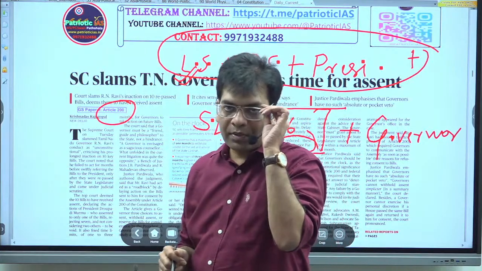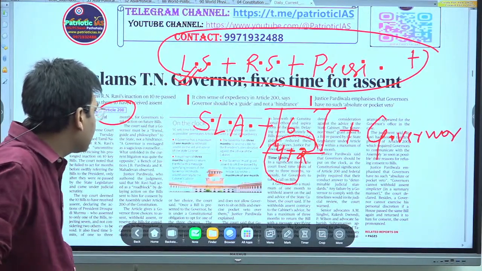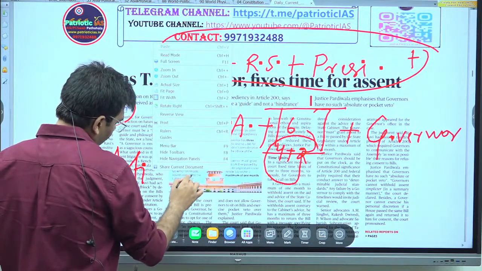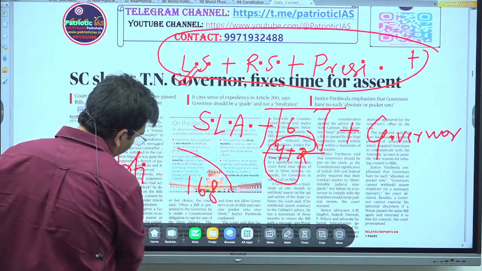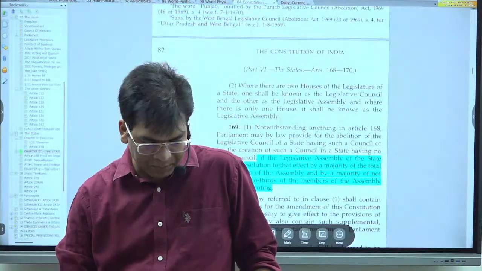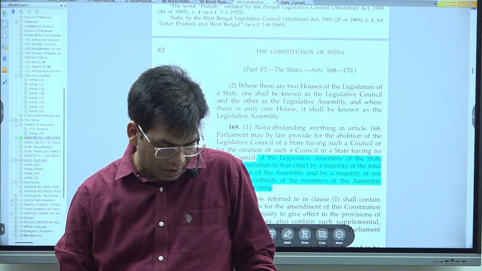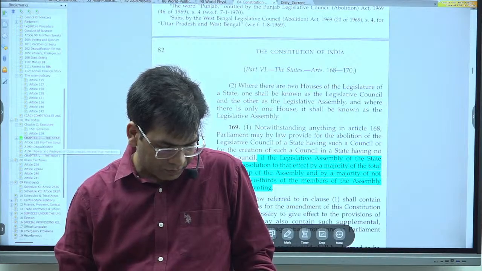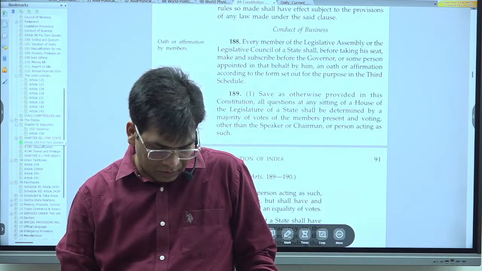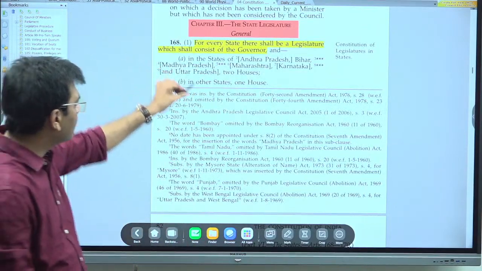So as per the Constitution, what defines the state legislature? It is Article 168. Let's see Article 168 in the Constitution itself. Please open your Constitution, the bare Act, and open 168. Yes, here is 168. It starts with Chapter 3.